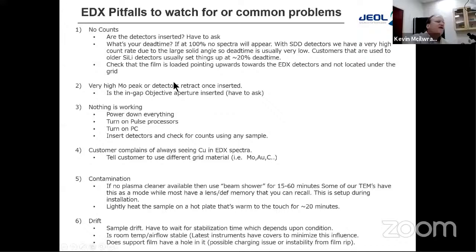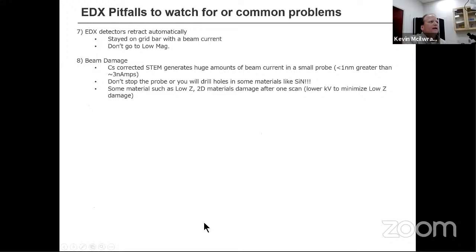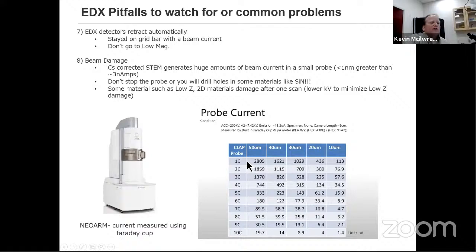Contamination is a killer for STEM. If you can plasma clean a sample, use a beam shower to buy you a window to not deal with contamination. And drift, but drift is becoming less and less of an issue because we have such high-speed cameras and ways to mitigate that issue. Beam damage, another one. If you stop the probe, you are going to drill holes in certain materials. And you can see here the probe current scaling up to almost 3 nanoamps in a corrected microscope, up from, you know, 1.4 picoamps.